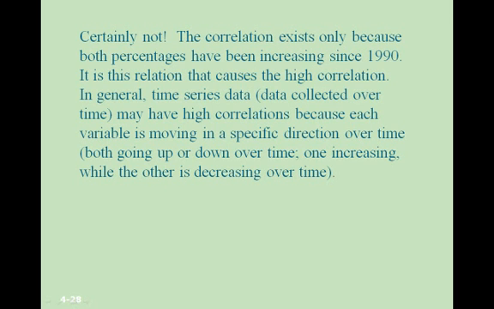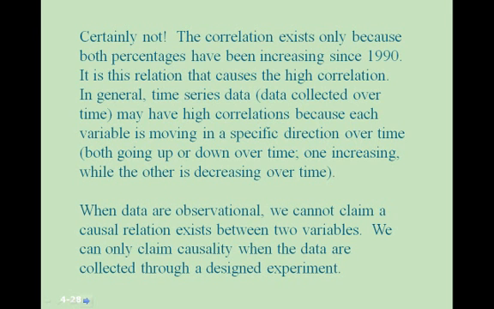In general, time series data, or data collected over time, may have high correlations because each variable is moving in a specific direction over time, both either going up or down over time, or one increasing while the other is decreasing over time. When data are observational, we cannot claim a causal relation exists between two variables. We can only claim causality when the data are collected through a designed experiment.